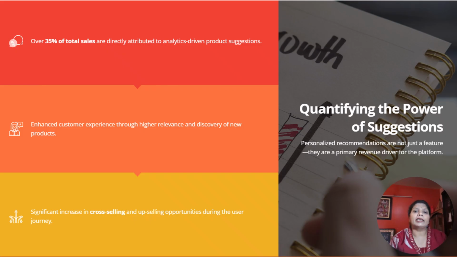So one of the most striking findings is that overall 35% of Amazon's total sales are directly attributed to analytics-driven product suggestions. This clearly shows that personalized recommendations are not a supporting feature but a core revenue driver. Beyond sales, personalization significantly enhances the customer experience. By offering more relevant recommendations and helping customers discover new products, Amazon reduces search effort and increases customer satisfaction.